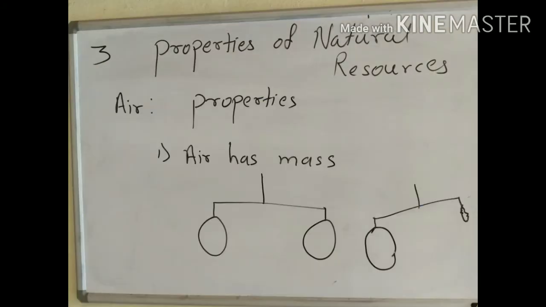Now next property, air has mass. For this purpose, take a scale and tie inflated balloons to it. Now burst one balloon. The side of the inflated balloon goes downside. So this tells us that air has mass. Now how this happens, we'll learn with an activity and then discuss it.